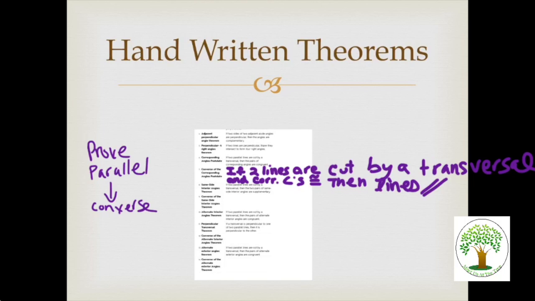If 2 lines are cut by a transversal and corresponding angles are congruent, then the lines are parallel. Since the converse and the original are true, what kind of statement could be written all in one? Yes, it's a biconditional. The if and only if thing, okay?